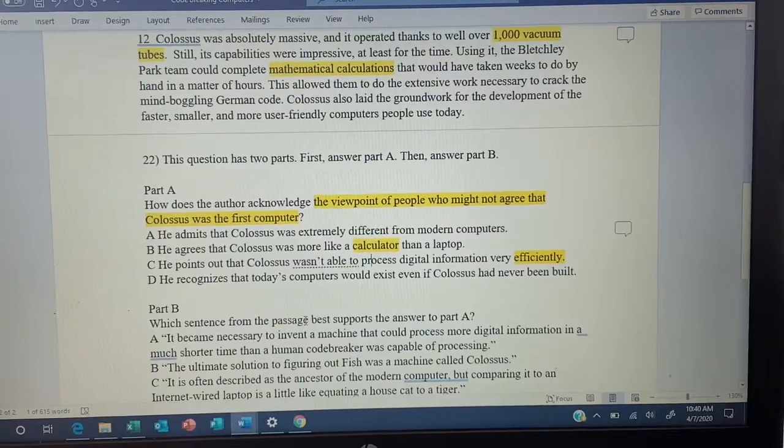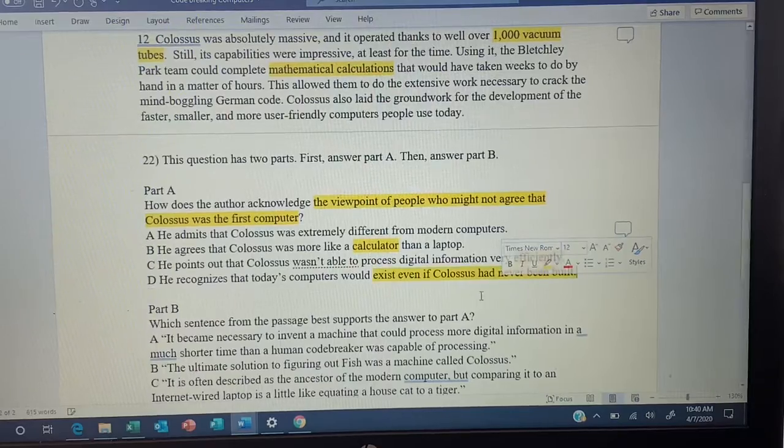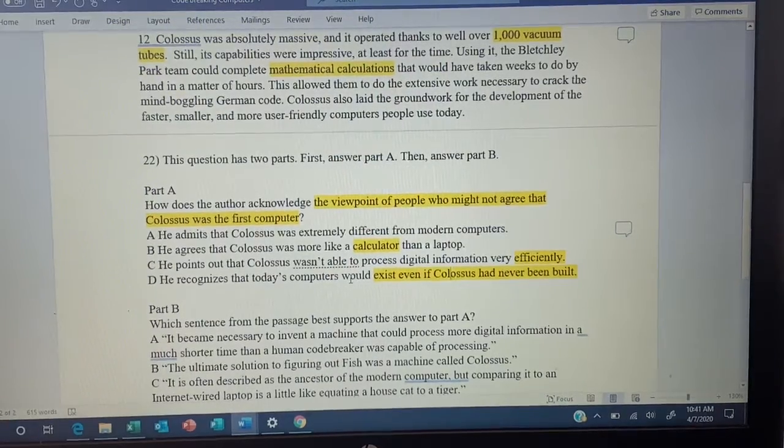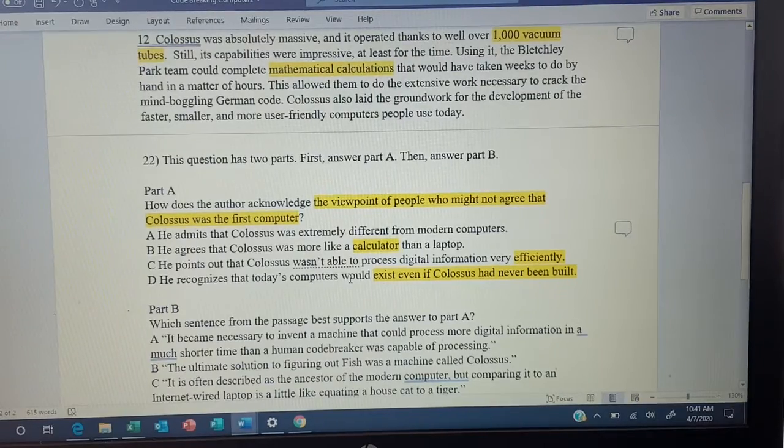D says he recognizes that today's computers would exist even if Colossus had never been built. No, he says Colossus becomes the kind of prototype of the modern computer. The author, and that has nothing to do with him recognizing anybody else's opposing view. So, based upon what we just read, the answer that makes the most sense is A. He admits that Colossus was extremely different from modern computers.